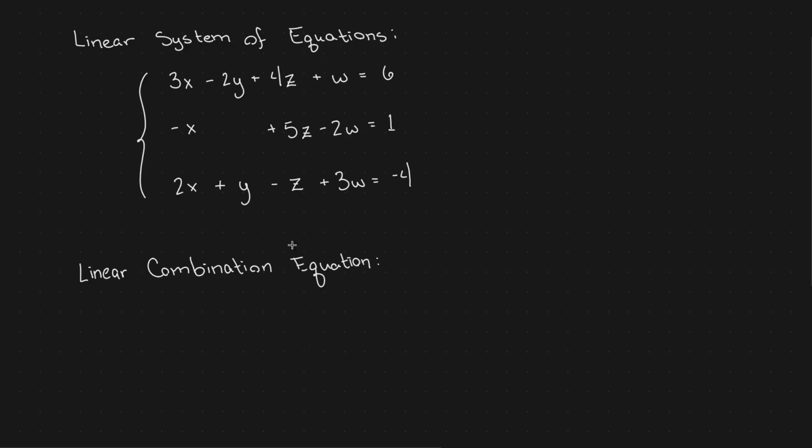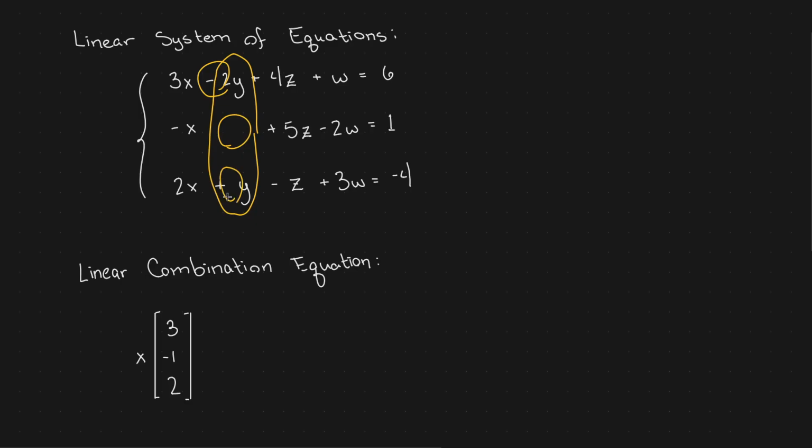So here I would take the coefficients for each variable as a vector. So for x, that's 3, -1, 2. And then the variable is the scalar multiple of the linear combination. So x times vector 3, -1, 2. For y, the coefficients are -2, 0, 1. So I have plus y, -2, 0, 1.